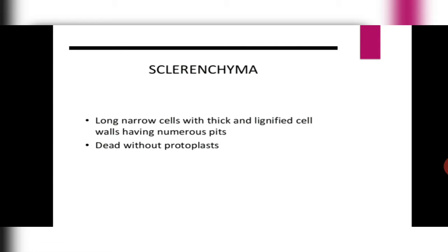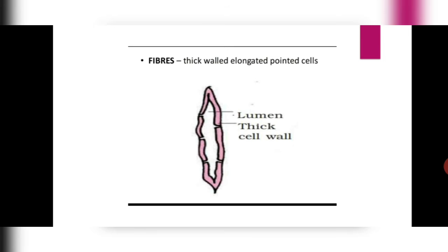Last is sclerenchyma. Long narrow cells which have thick lignified cell walls. These are dead cells. They don't have a living protoplasm. They are dead cells, unlike parenchyma and collenchyma. This is one type of sclerenchyma called the fibers. They are thick walled, elongated, pointed cells. Can you see the lumen here? There is nothing inside that lumen. There is no protoplasm and there is no nucleus.